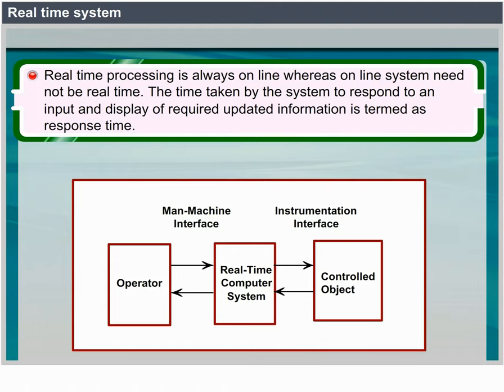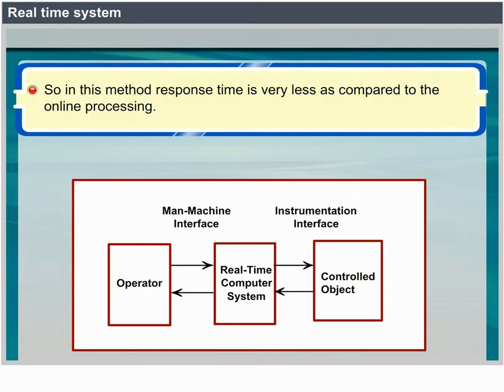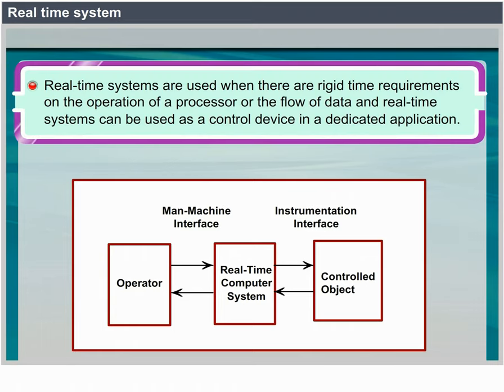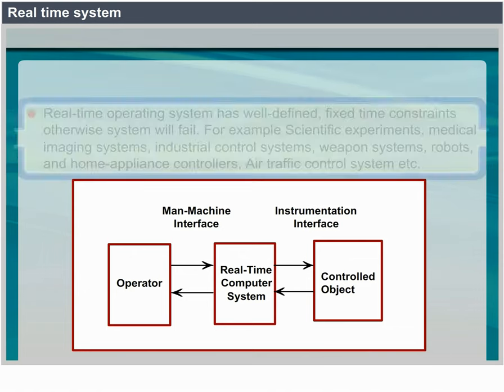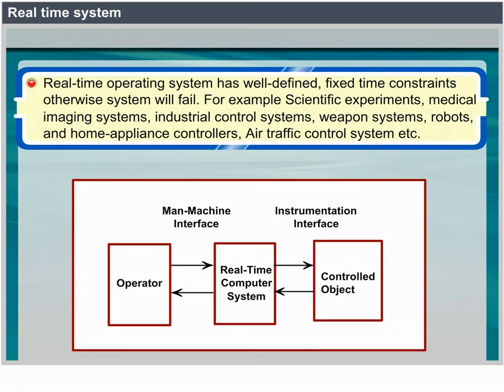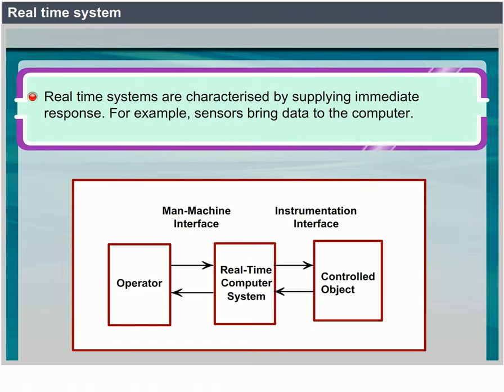In this method, response time is very small as compared to online processing. Real-time systems are used when there are rigid time requirements on the operation of a processor or the flow of data, and real-time systems can be used as a control device in a dedicated application. A real-time operating system has well-defined fixed time constraints, otherwise the system will fail. For example, scientific experiments, medical imaging systems, industrial control systems, weapon systems, robots, home appliance controllers, air traffic control systems, etc. Real-time systems are characterized by supplying immediate response.